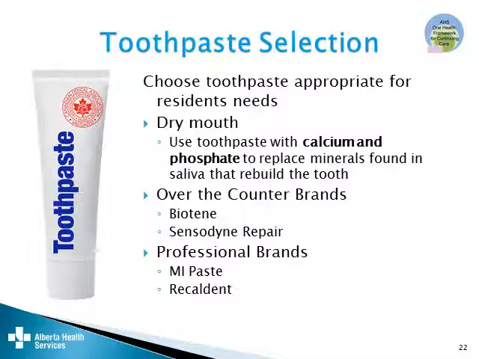If the resident has a dry mouth with less saliva, use a toothpaste with calcium and phosphate as well as the fluoride. Examples are Biotene and Sensodyne Repair and Protect. Some dental professionals may make specific toothpaste recommendations for the resident, including Recaldent, which is a calcium phosphate mineral replacement paste. The MI Paste is a mineral replacement paste dispensed professionally by the dentist.